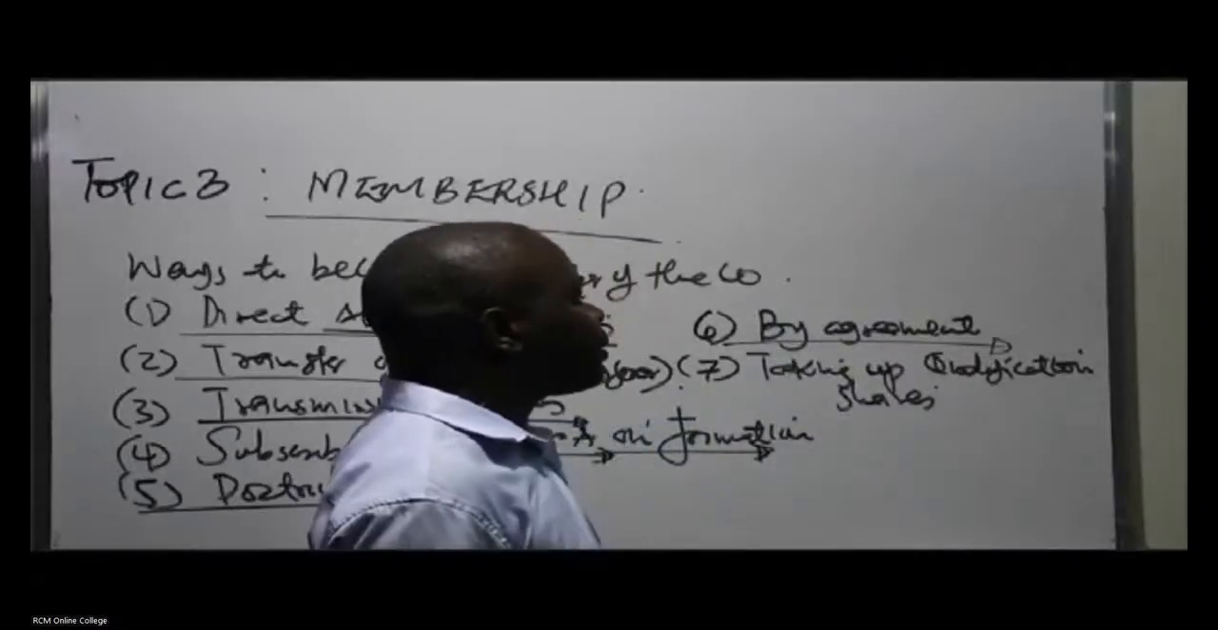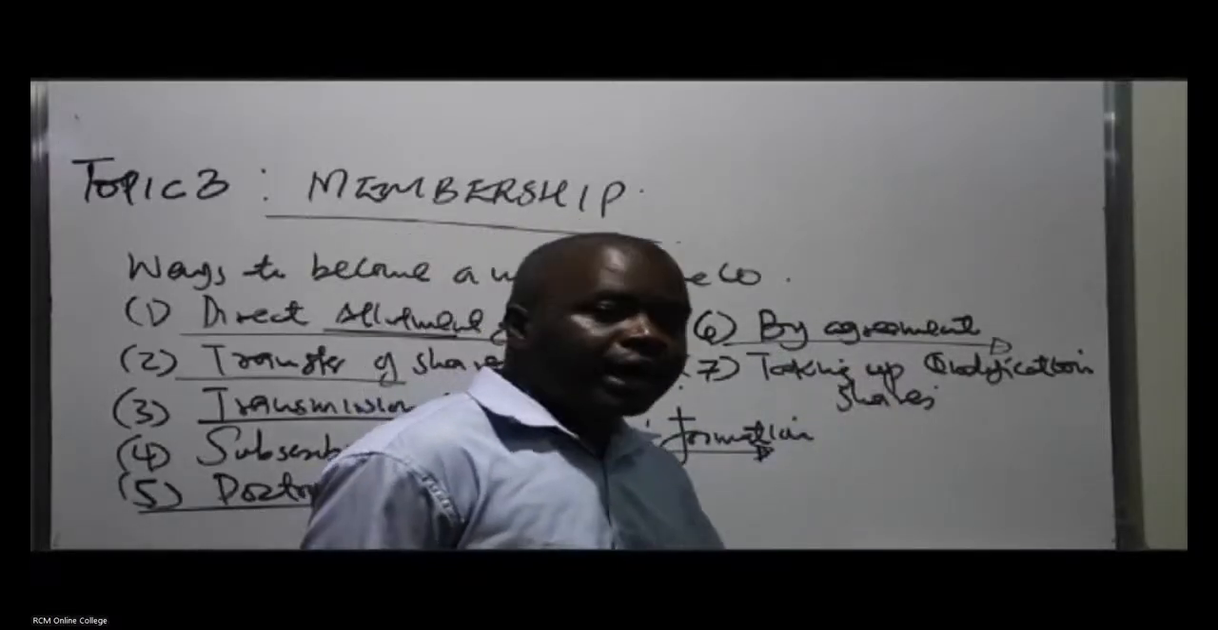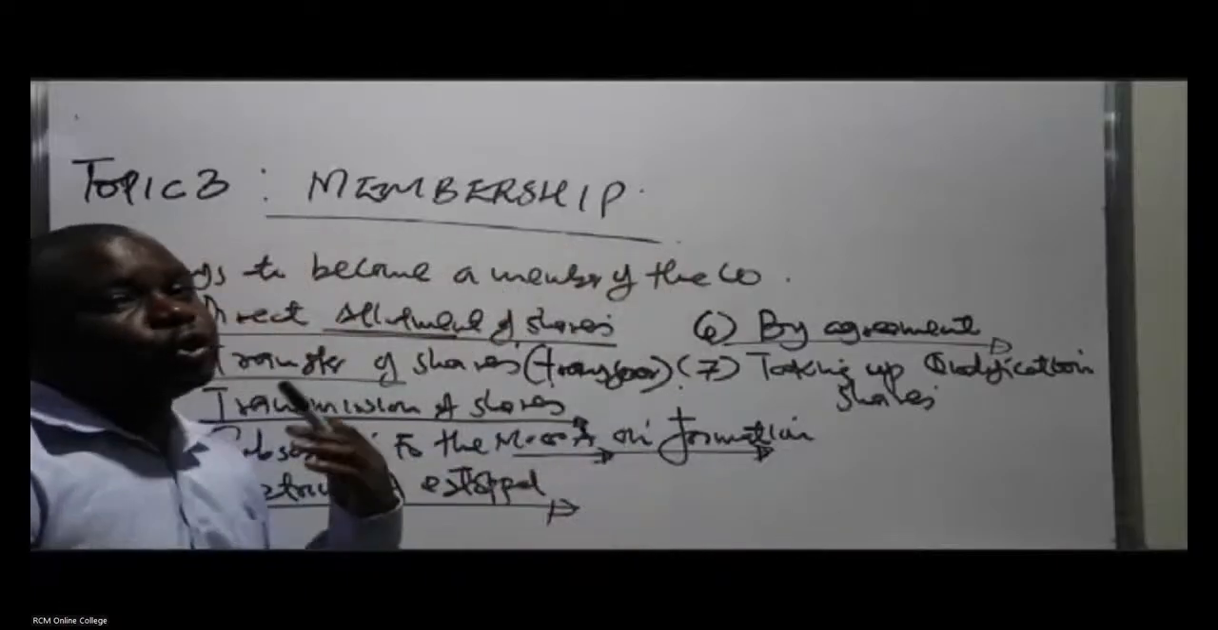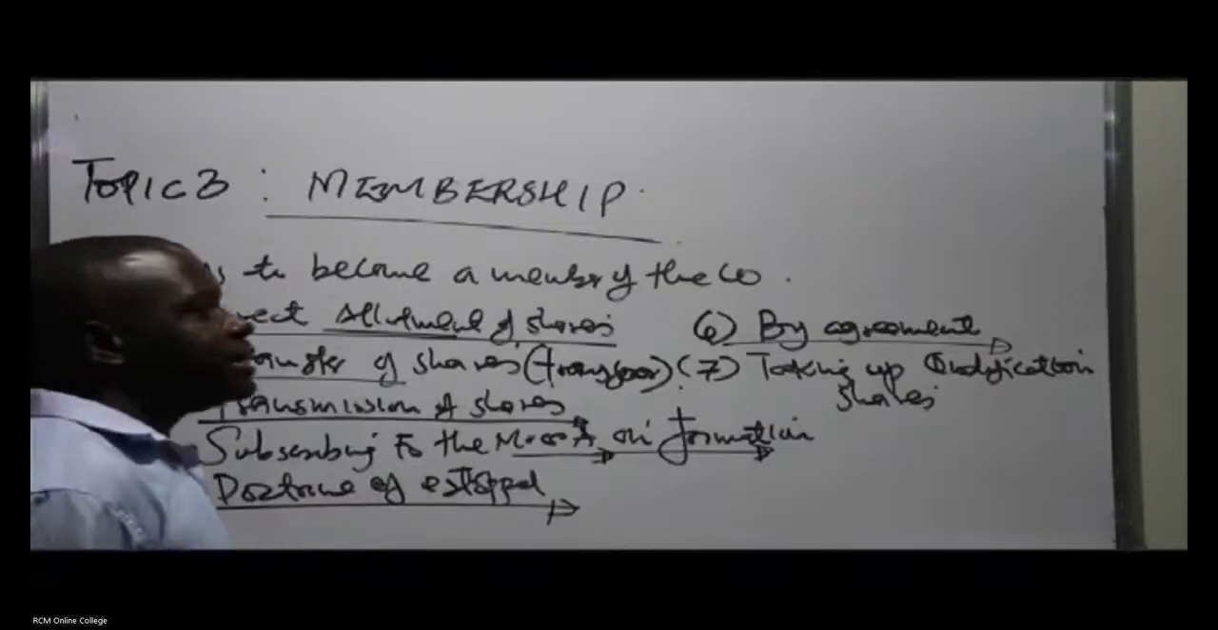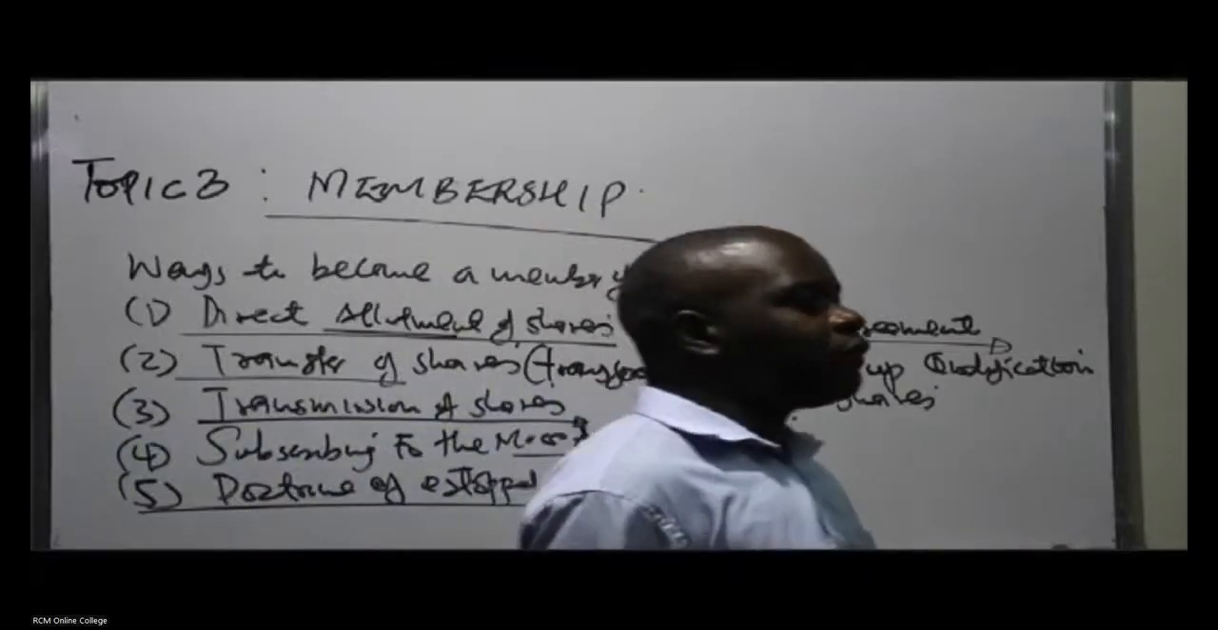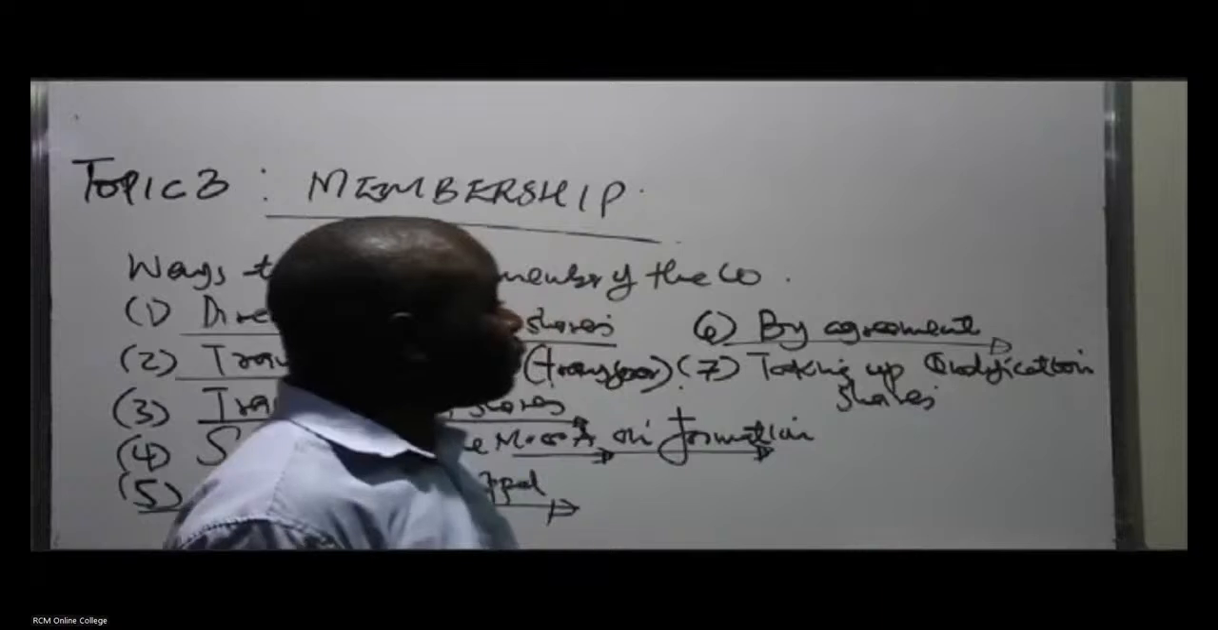So in a private company, through an agreement, we can agree to add more members into the company. They'll be able to take over part of the shares that we have in the company and eventually become members of our company.